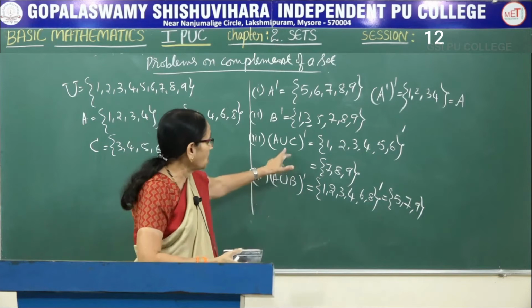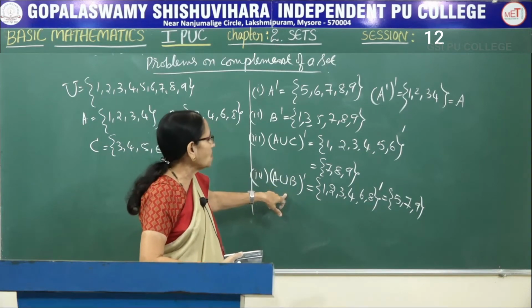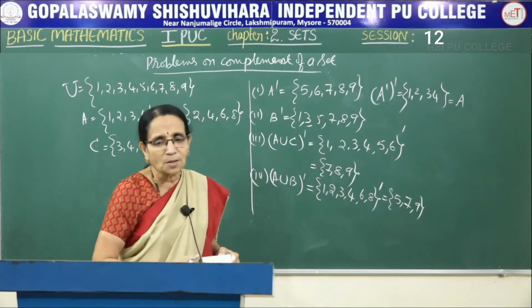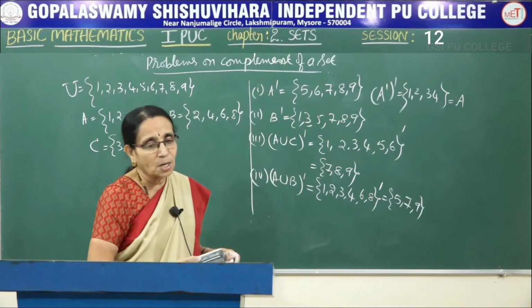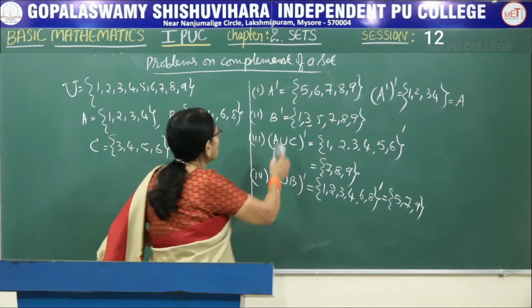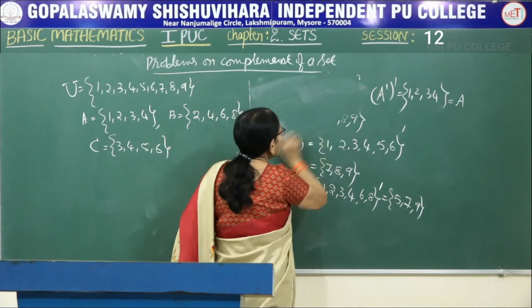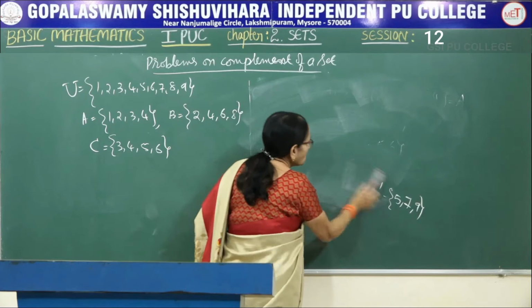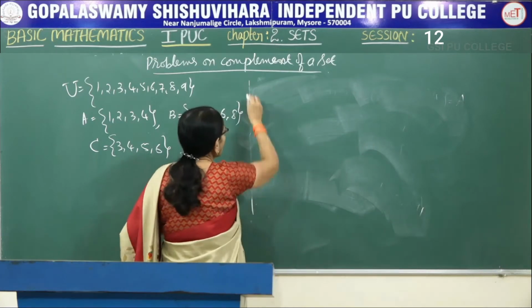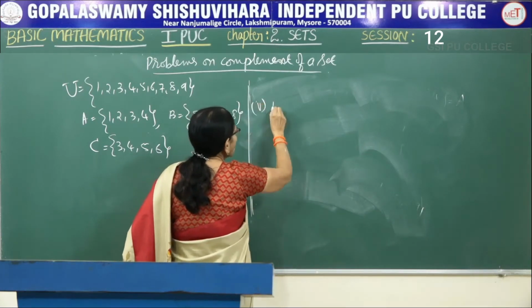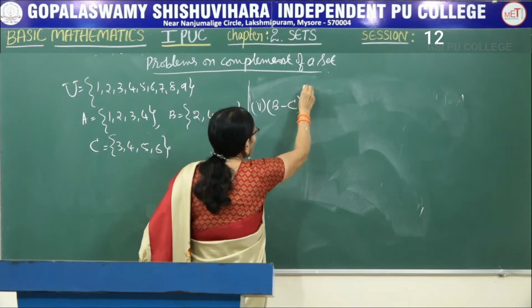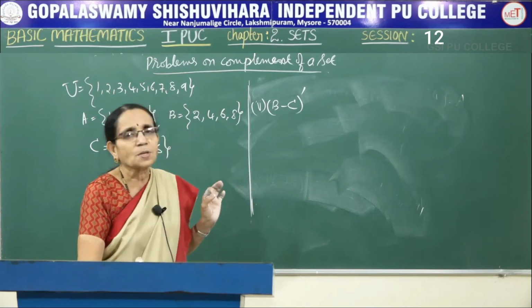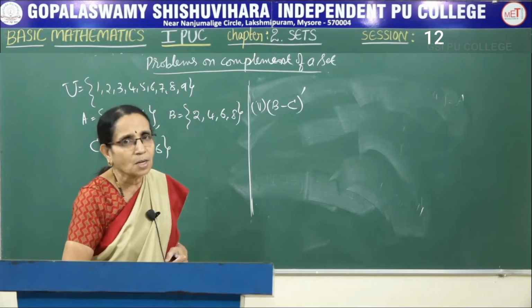Or they may ask you here, of course you could have used De Morgan's law also to prove that one. But here they have asked you only to find the complement of A union C, complement of A union B. And one more thing, the next one is B minus C whole dash. What do you mean by B minus C? The elements should be present only in B but not in C. That is, B minus C the whole dash. So I have defined the difference here.